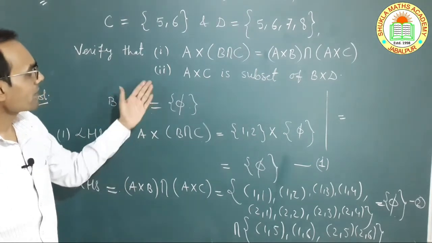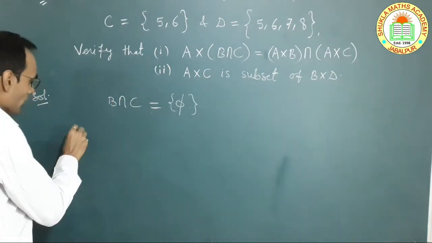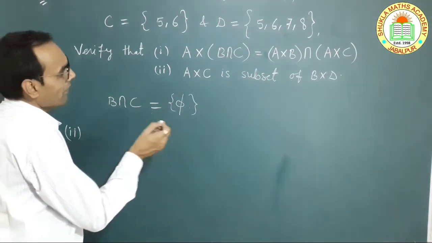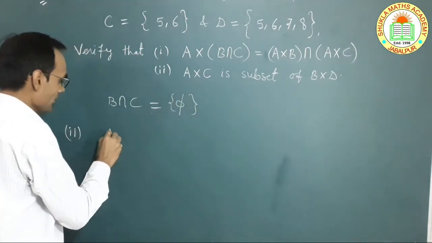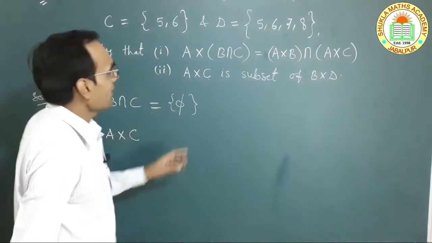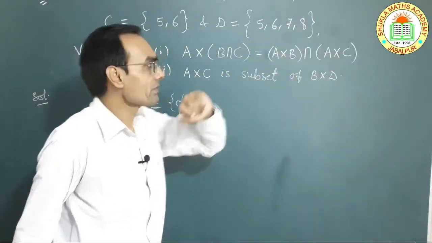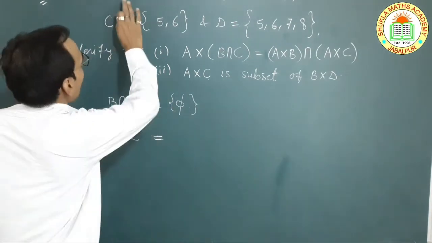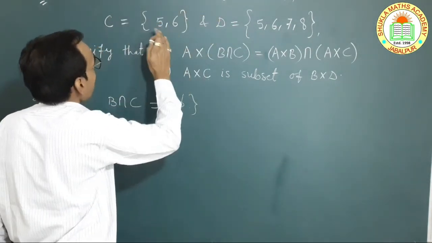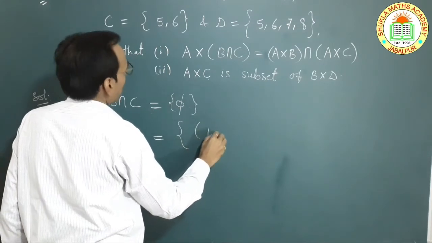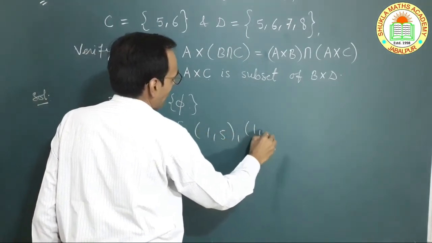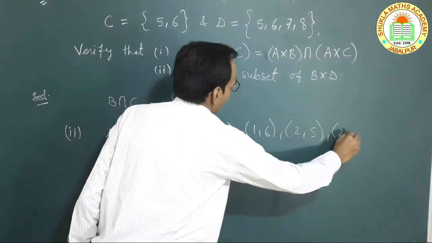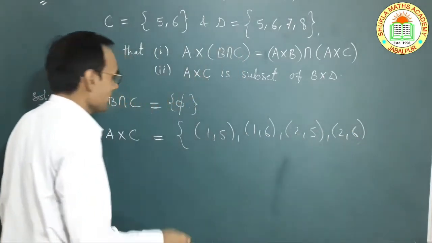And after that we will take the second problem. Now the second problem is we have to find A × C, and we have to show that A × C is a subset of B × D. So we must find A × C and B × D. So A × C is this: (1,5) and (1,6) and (2,5) and (2,6). This is A × C.